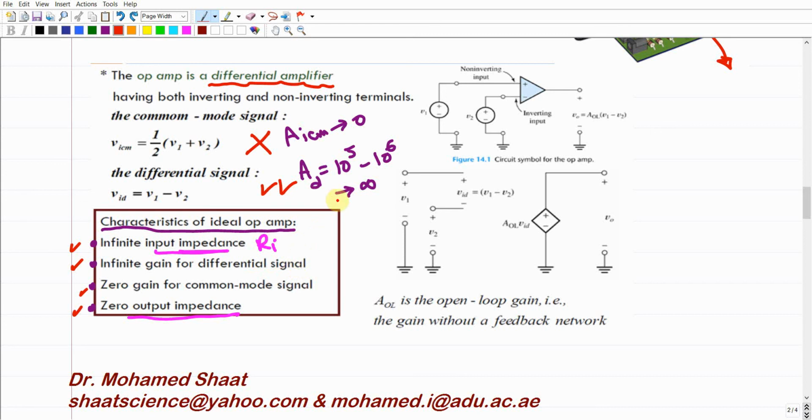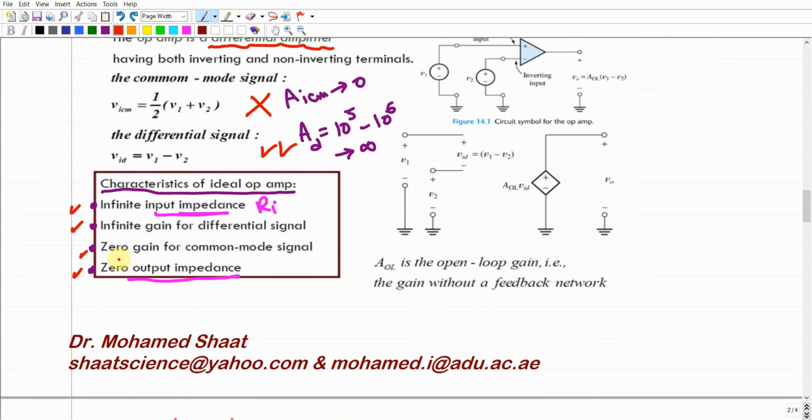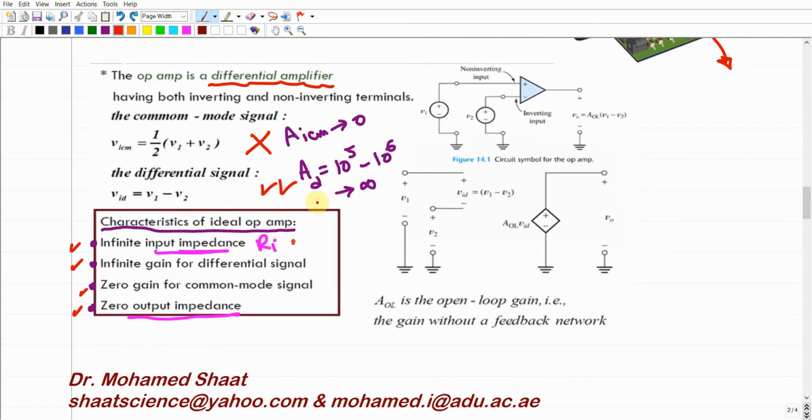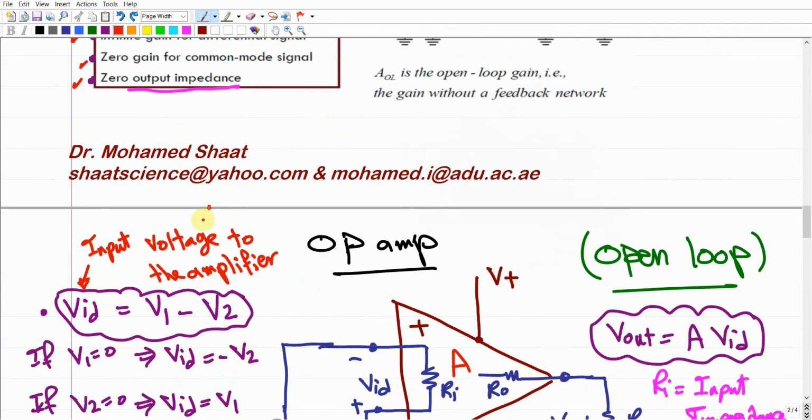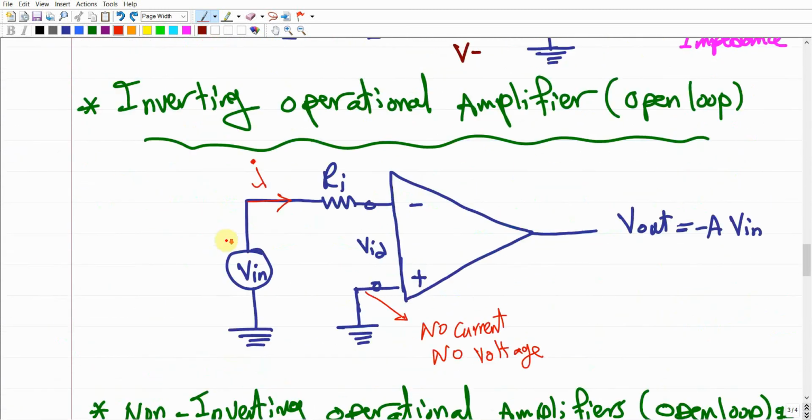Infinite gain is the ideal case, but if the gain is high within this range, it is perfect for us. It tends to infinity, as we mentioned, for the differential signal. For many operational amplifiers, the differential gain should be within the range of 10 to the power 5 up to 10 to the power 6, and it should have zero gain for the common mode signal to get rid of this signal. These are the specifications of the ideal operational amplifier.